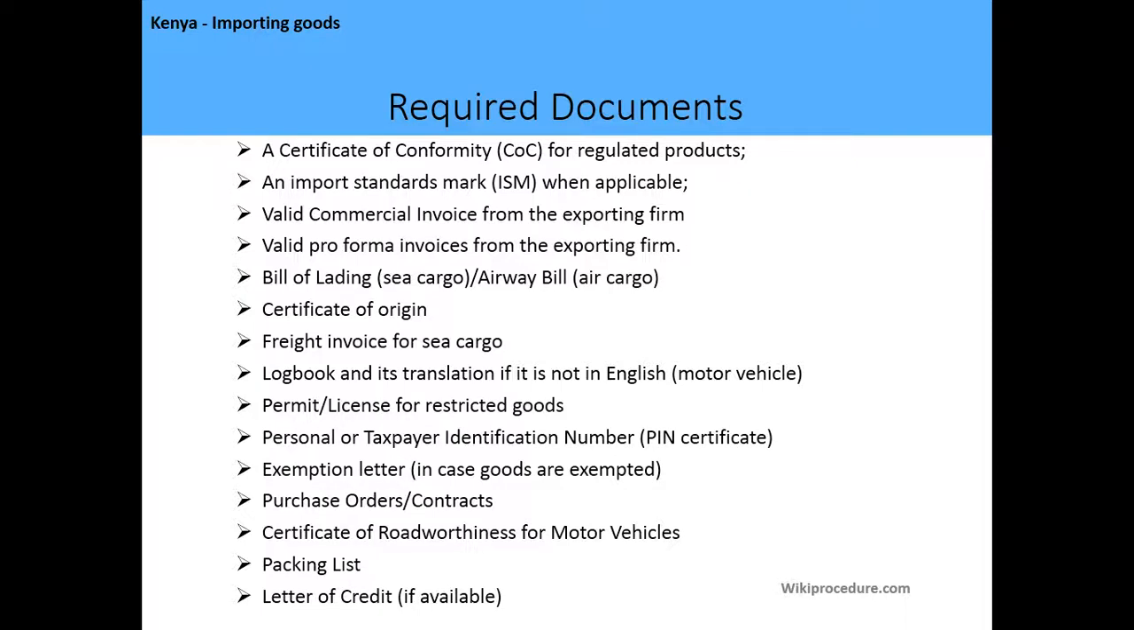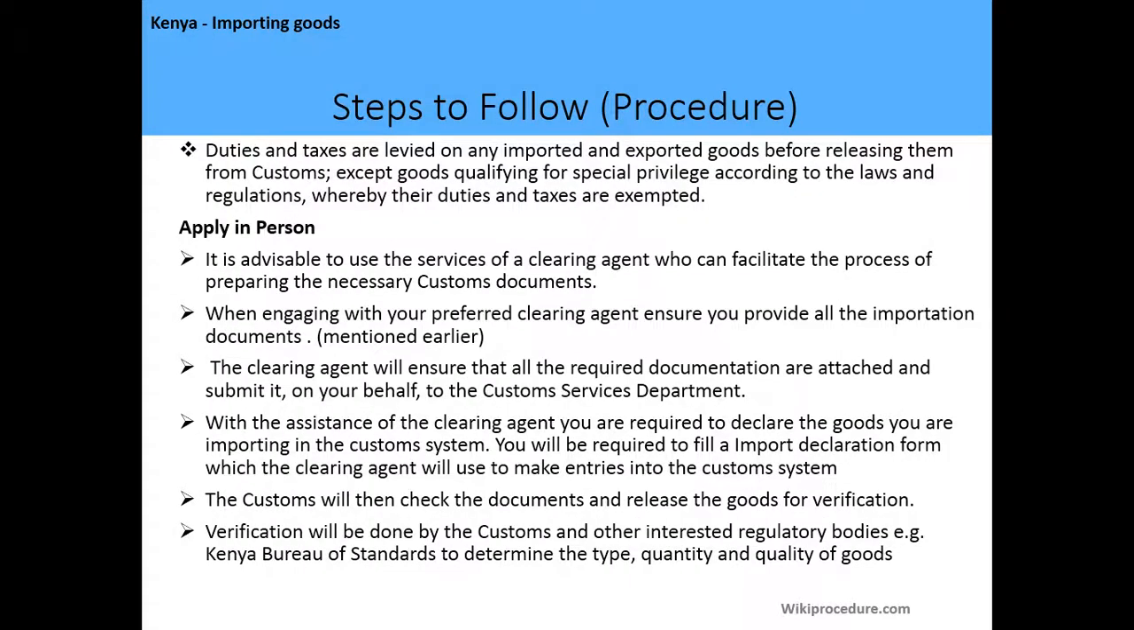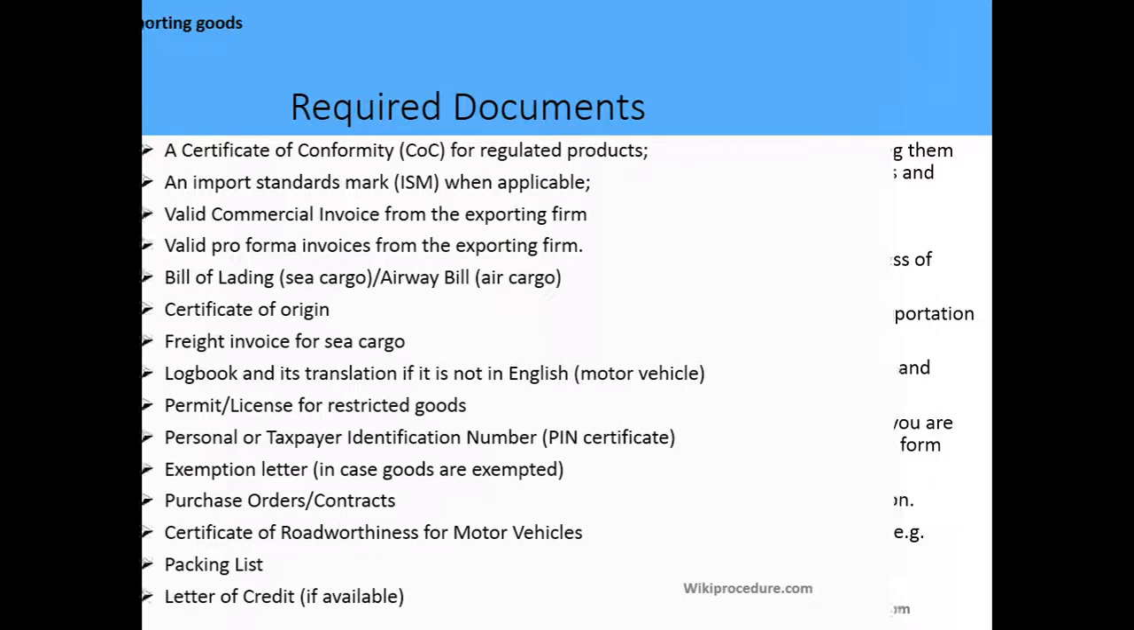The following are the documents required when importing goods into the country: a certificate of conformity for regulated products, an import standards mark when and if applicable, a valid commercial invoice from the exporting firm, a valid pro forma invoice from the exporting firm, a bill of lading or airway bill, certificate of origin, freight invoice for sea cargo, logbook and its translation if the logbook is not in English, a permit or license for restricted goods, a PIN certificate, an exemption letter in case goods are exempted, purchase orders, certificate of roadworthiness for motor vehicles, packing list and a letter of credit.